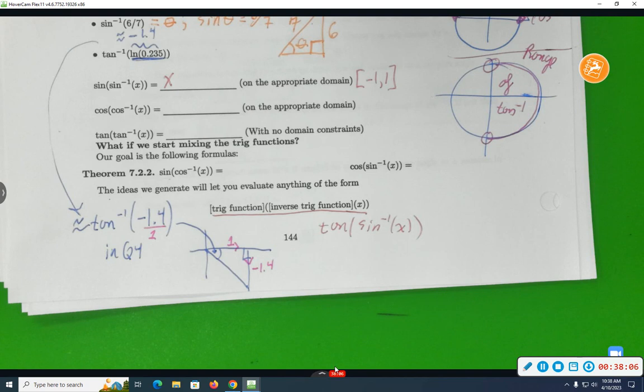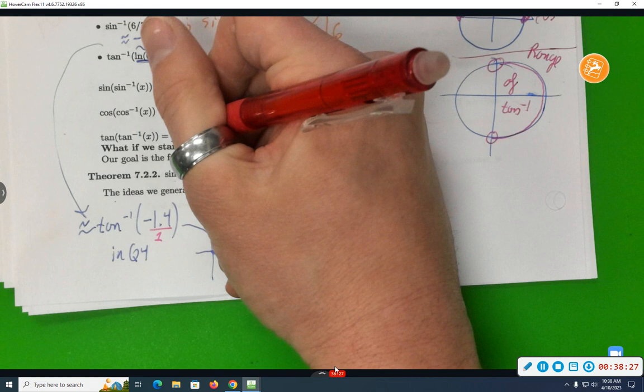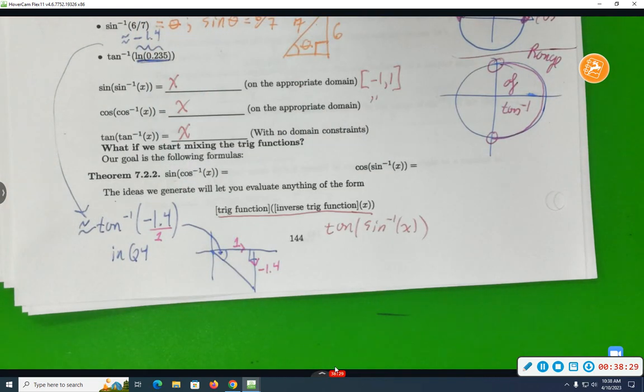What about the cosine of the inverse cosine of x? Also x. The way to think about that is inverse cosine of x is an angle whose cosine is x. If I ask you what is the cosine of this angle whose cosine is x, you would just say, well, you just told me the cosine is x. So it's x, with the same domain constraint. Inverse tangent of the tangent of x is also equal to x. But what's the domain of inverse tangent? There is no constraint on the domain.